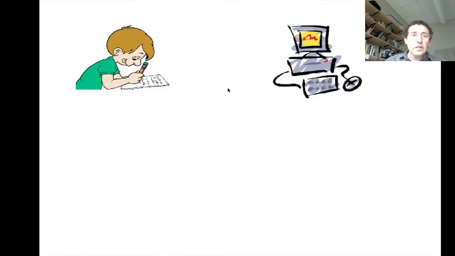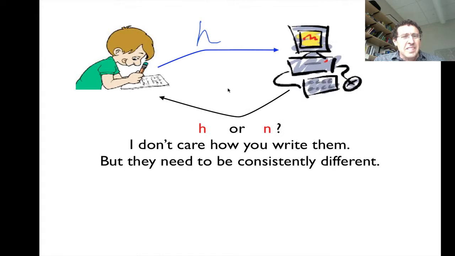So we're talking about a situation where the person is trying to write and the computer is trying to understand, and it's really a two-way street. So here is the person writing some scribble, and here's the computer responding, is this an H or is this an N? I don't really care if you write it the correct way, but I need you to write H and N sufficiently different so I can recognize what you're trying to say. And you want the same thing.